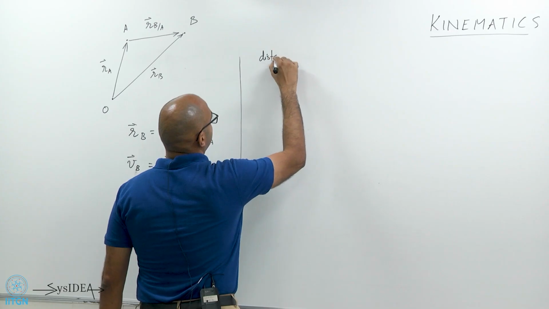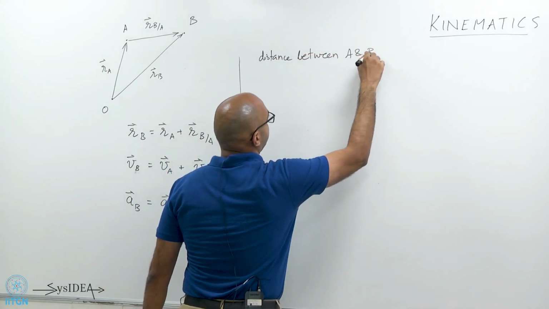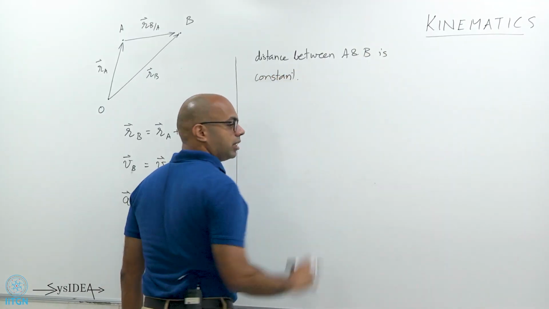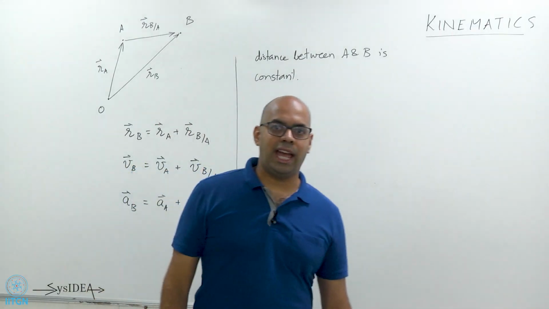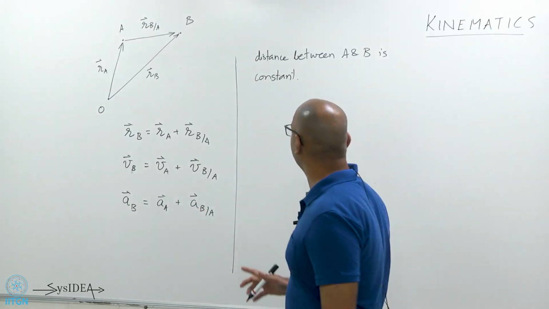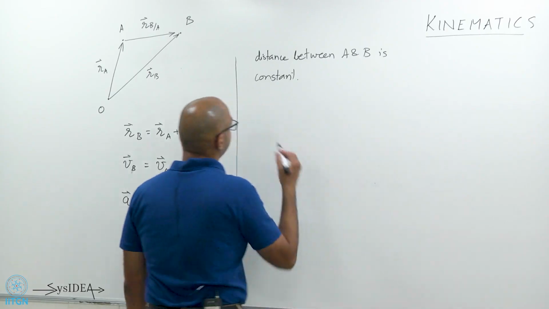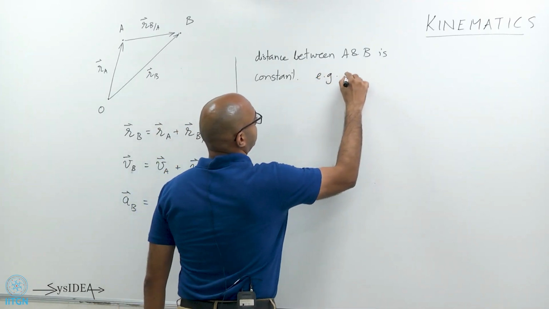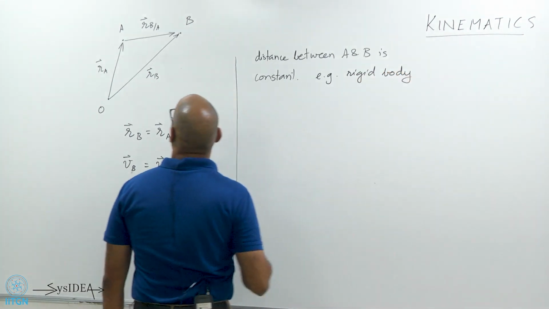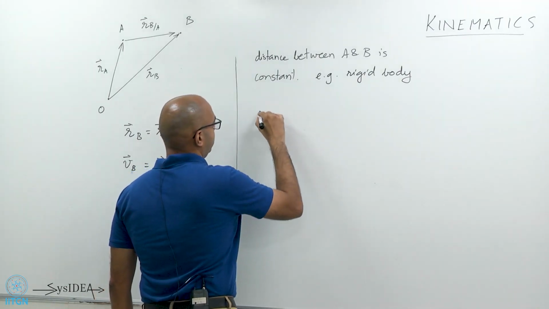the distance between A and B is constant or fixed. Or in other words, when we are talking about a rigid body, A and B are 2 points. If they are 2 points fixed on one rigid body, then the distance between both of them will be constant. So, what we are developing here is applicable to rigid bodies. So, example, rigid body.